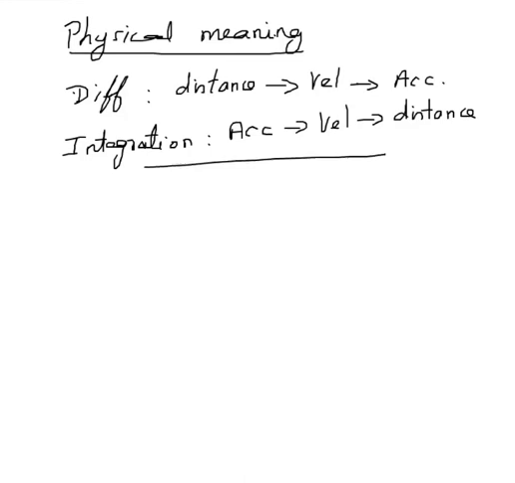Another difference between differentiation and integration is that we can find the derivative of a function at a point. For example, when x is equal to 2, we can find dy by dx and substitute the value of x as 2. Whereas integration can be calculated only in an interval, which becomes a definite integral.